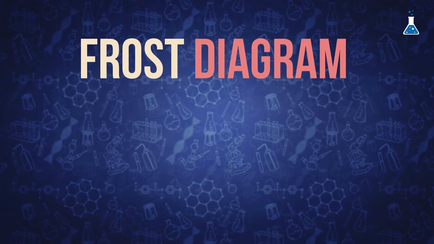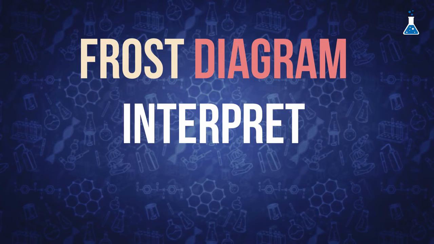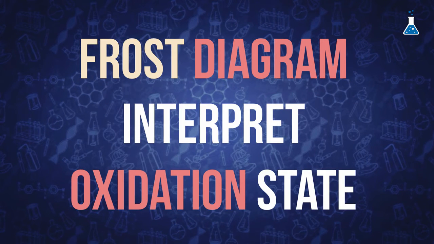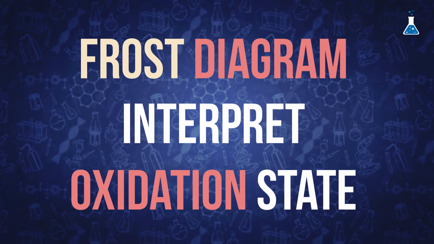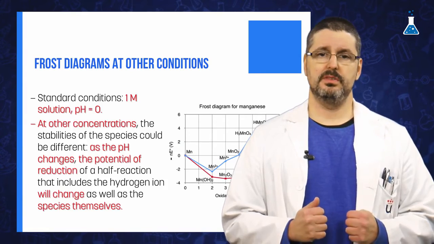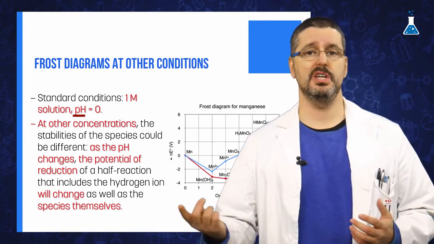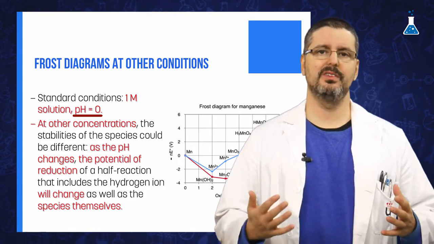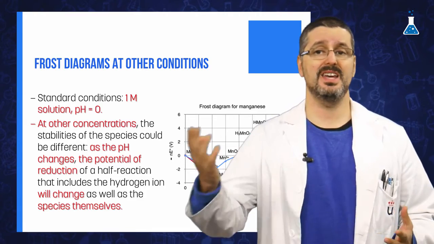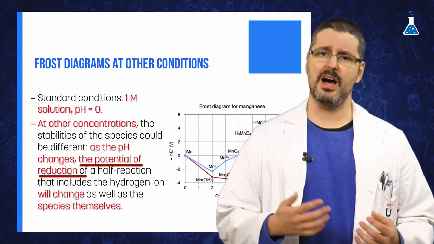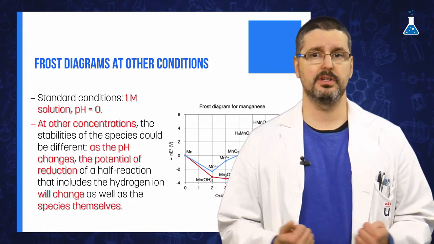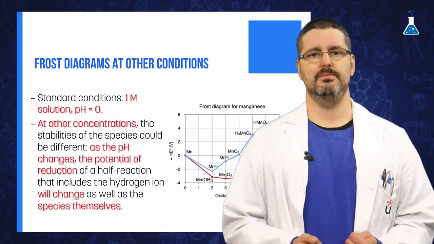Therefore, the Frost diagram allows us to interpret qualitatively, in a relatively easy way, the main features of the different oxidation states of a particular element. But this interpretation has the drawback that we are comparing free energy data from standard conditions, that is, 1 molar solution at pH of 0. For other concentrations, the relative stabilities of the different species could be different. As the pH changes, the potential of the reduction of a half reaction that includes the hydrogen ion will also change, and even more important, the species themselves will change.